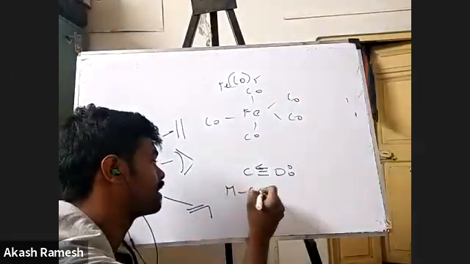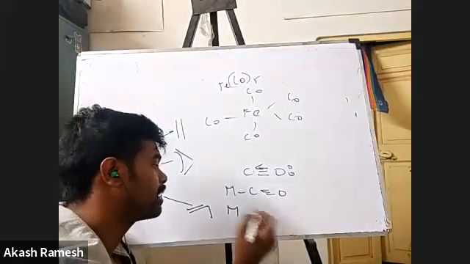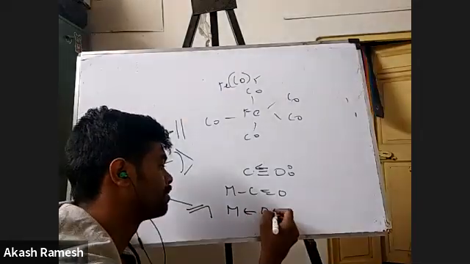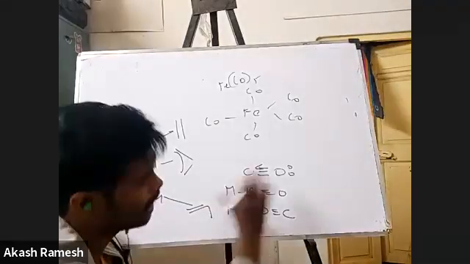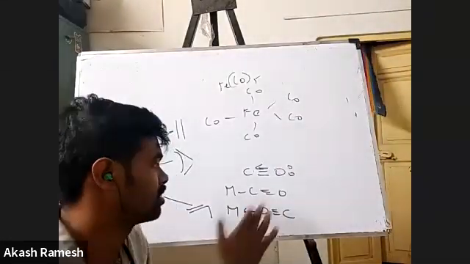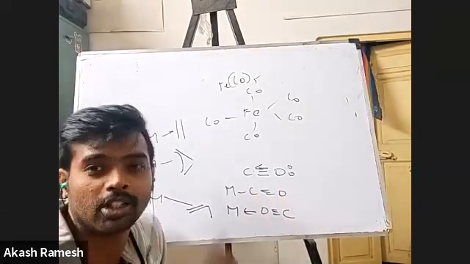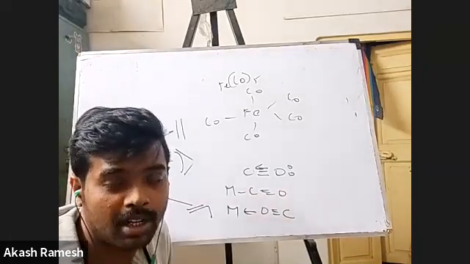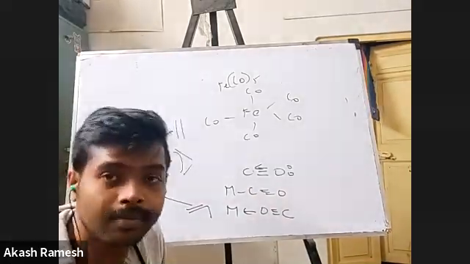So one is like this, or the other way is that you can have something like this. Both these structures are proven to be right. This is a sigma structure, this is a pi structure. Both these structures are proven to be right, and that's why we call metal carbonyls alone a special category, coming under the sigma plus pi category.